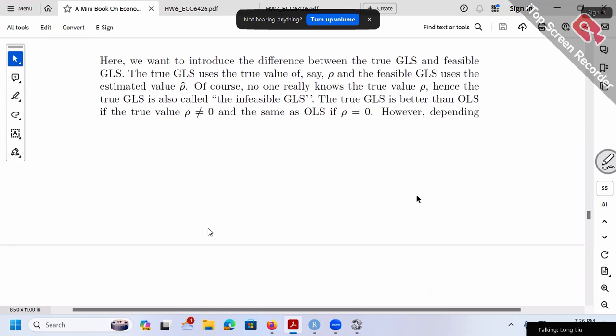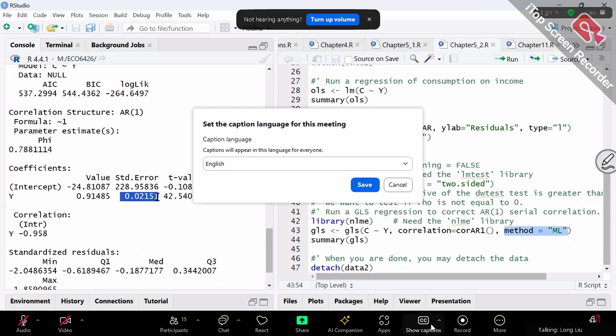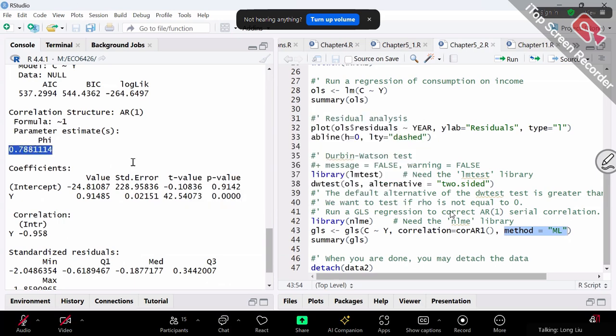What if your rho hat is far away from the true rho? Actually, we don't know. Your feasible GLS could be even worse than OLS. That's the reason why in our computer example just now, we found that our feasible GLS has a bigger standard error than OLS. The short answer is that in that example, your rho hat is probably far away from the true rho. Most likely, the rho hat right here is far away from the true rho.